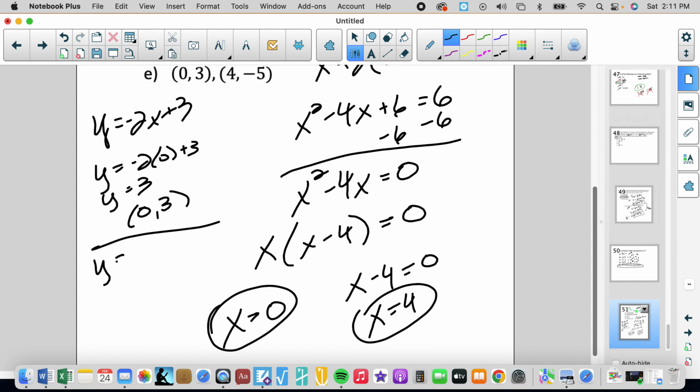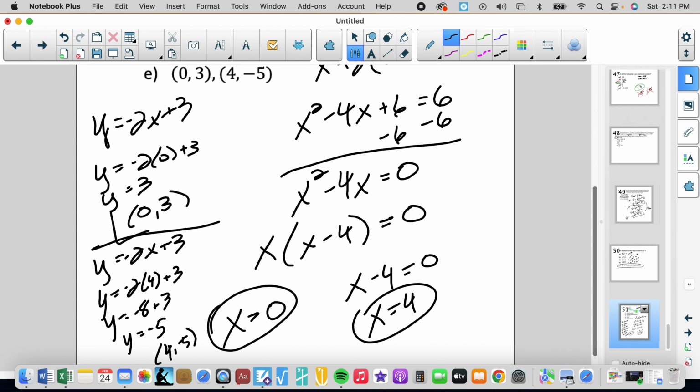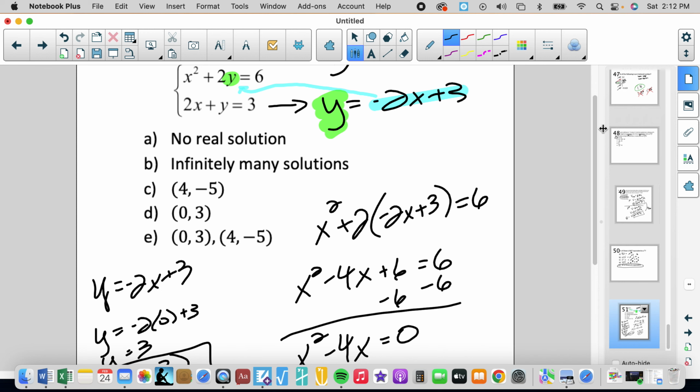Then I'm going to use that equation when my x is 4. So y equals negative 2 times 4 plus 3, which is negative 8 plus 3, which is negative 5. So we have the point 4 comma negative 5. So those are my two points. And that would be E. Yes. All right. That is some good math right there.